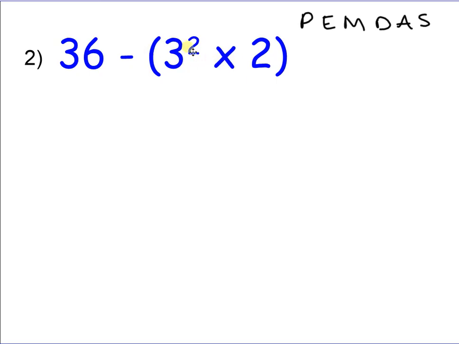So in my parentheses, I do have an exponent that I need to take care of. 3 to the second power is 3 times 3, which is 9. So I'm going to solve that, rewrite the rest of the problem.